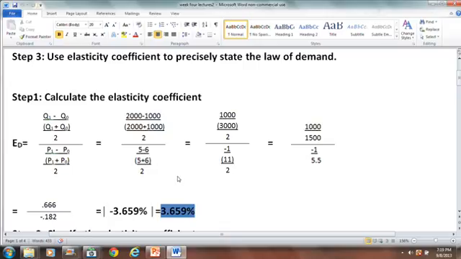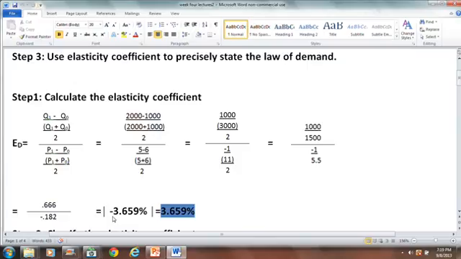And so I then proceeded to work the calculation down until I arrived at the number of negative 3.659%. Now the reason why I got a negative 3.659%, or a negative number, is because there's an inverse relationship in the law of demand between price and quantity demanded. So if price goes up, the quantity demanded would go down. So any result I get, unless I get 0%, it's going to be negative because of that negative relationship between price and quantity demanded.